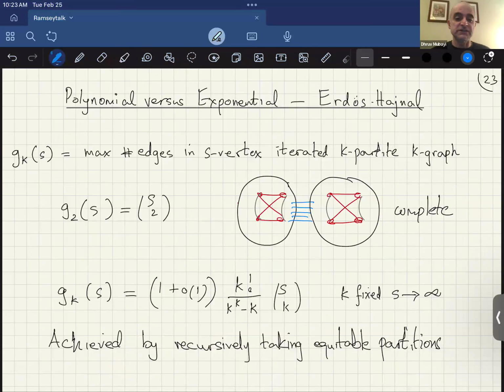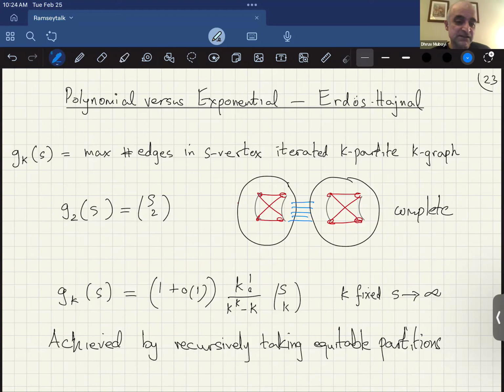Let me say one more thing about polynomial versus exponential. This is related to an old question of Erdős and Hajnal. I will go kind of fast through this part, so excuse me for that. I need to make one definition, g_k(s). g_k(s) is the maximum number of edges in an s-vertex iterated k-partite hypergraph.